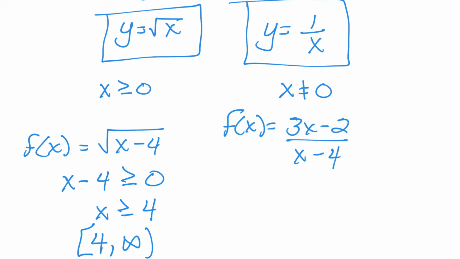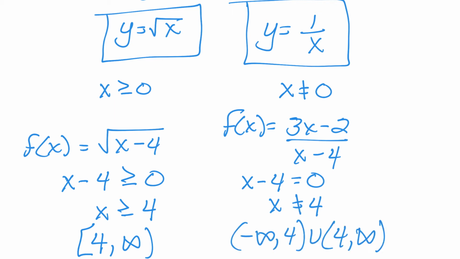The next function we have is 3x minus 2 over x minus 4. And so here is the parent function where you cannot have 0 in the denominator, so x cannot equal 0. So this domain is restricted, so we just take the denominator and set it equal to 0. Where we now know that x cannot equal 4, because if you put 4 here, then that will make the denominator equal to 0. Now, this is what it looks like in interval notation. Negative infinity to 4, union 4 to infinity.